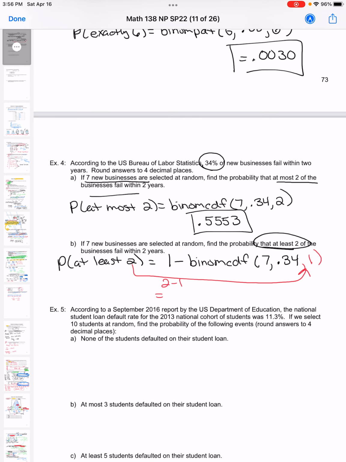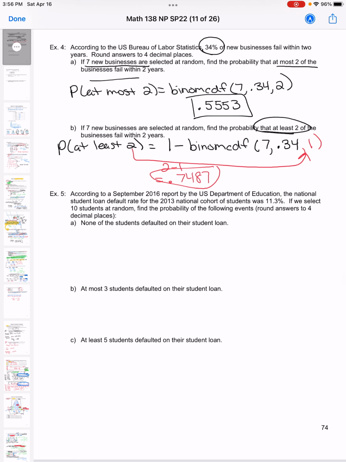When we do type this in, we're going to get 0.7487. Again, if you're using the smaller calculator and you're not getting that, make sure you get the decimal and then do 1 minus that decimal. So when you type in the binomial, you should be getting something like 0.2513. Then 1 minus that.